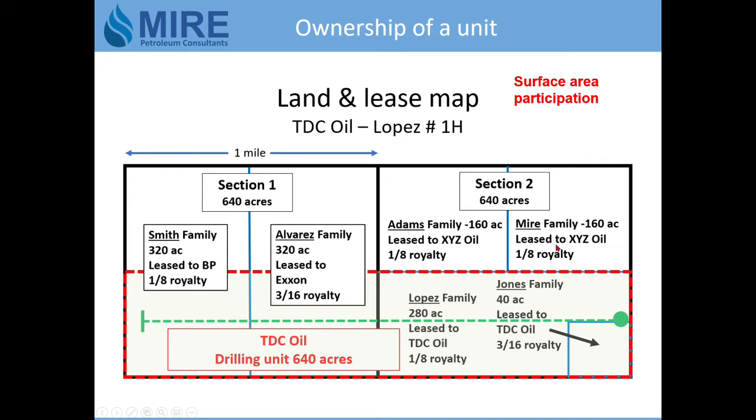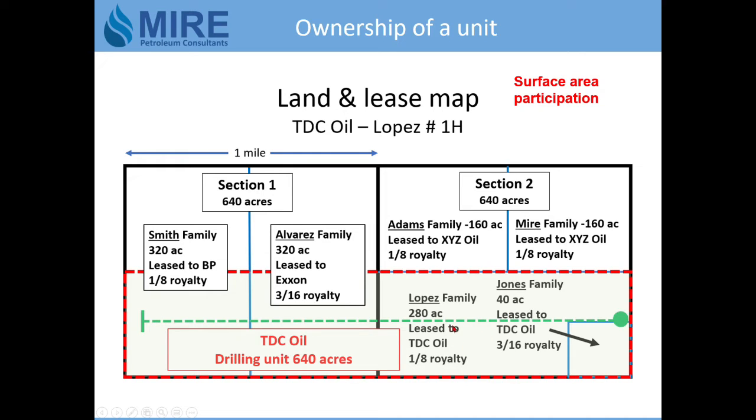And the Meir family owns this 180 acres. Now, in the United States, we have private ownership of minerals. So the families or the landowners will own the minerals in most cases underneath the land. All right, so right here we have the Lopez family. Now they have an irregular shaped piece of land that has about 280 acres, and they've leased it to the operator. The operator is TDC Oil, and the Lopez number 1H well is proposed.